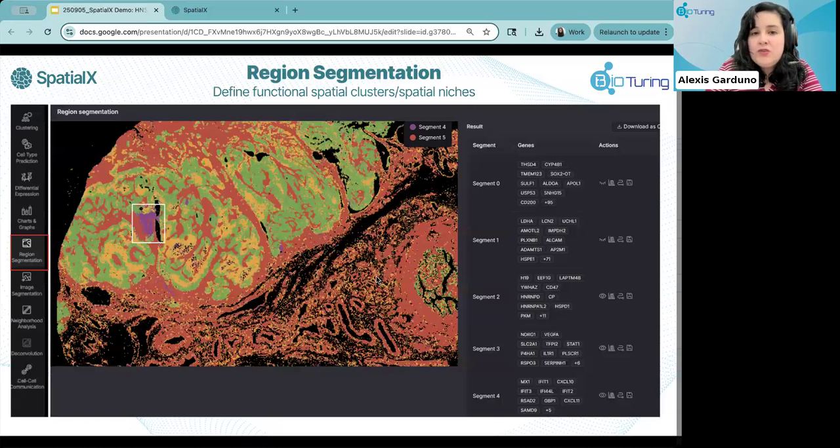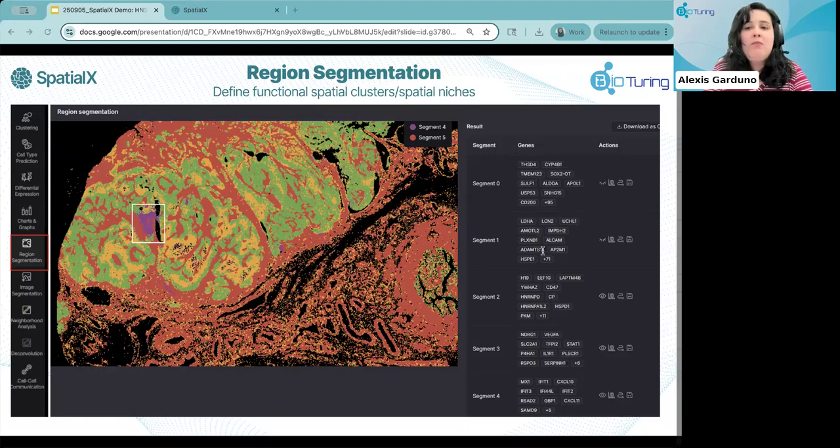The next feature we'll also cover is region segmentation. This goes further into defining the functional spatial clusters, or what we would term spatial niches, within the tissue. This feature adopts a weighted gene co-expression network analysis to understand the pairwise correlations of gene expression within the tissue, and whether that clustering relates to a network.